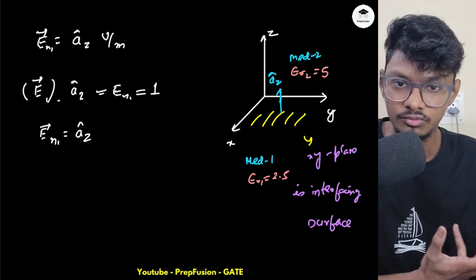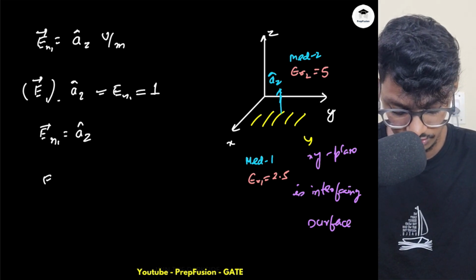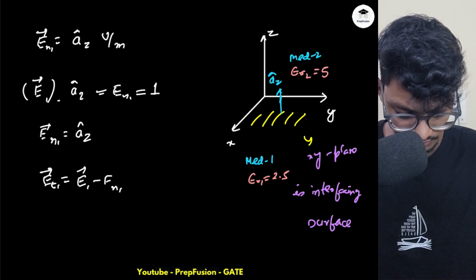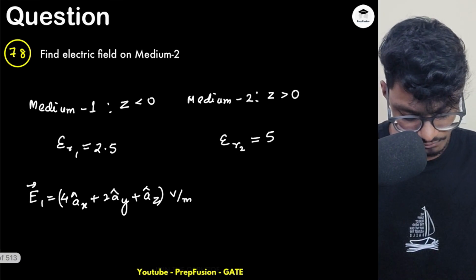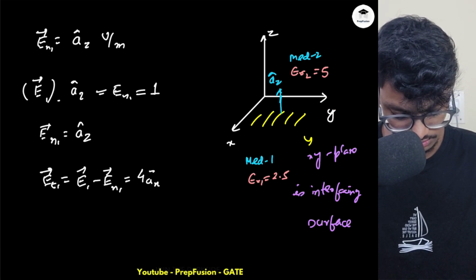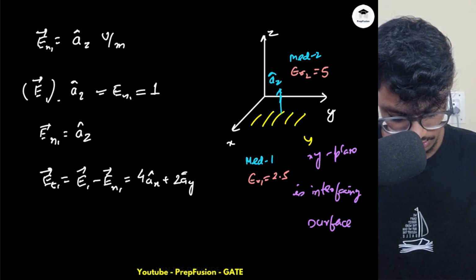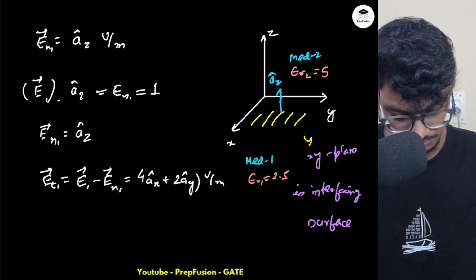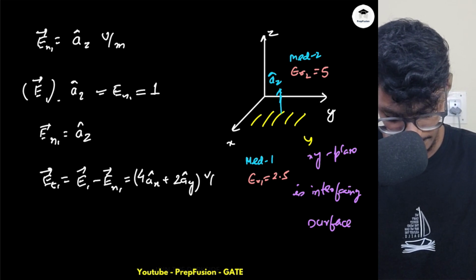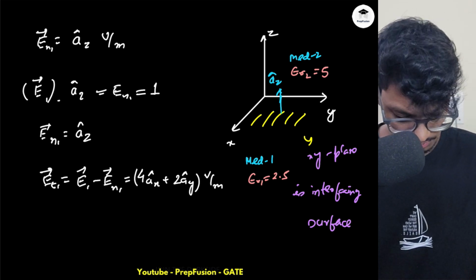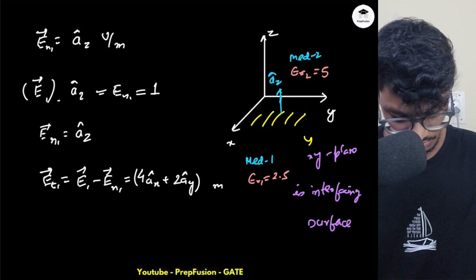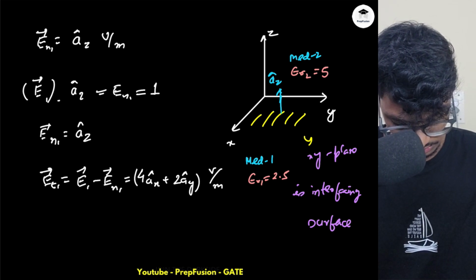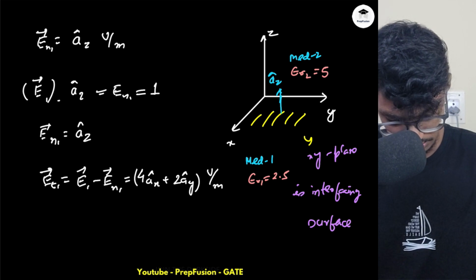What will be the tangential component? Tangential will be the part that is not present in the normal component. So Et1 will be simply E1 minus En1, which is basically 4ax plus 2ay cap volt per meter.